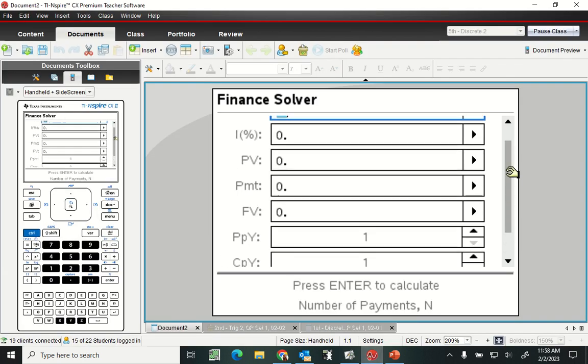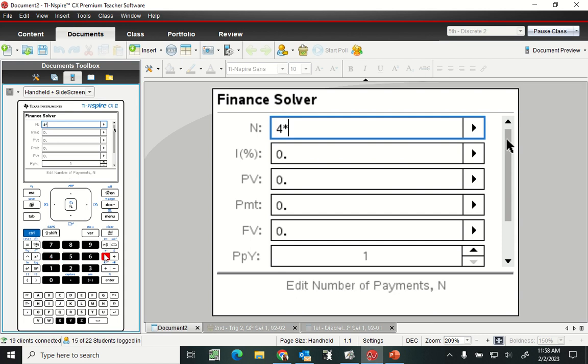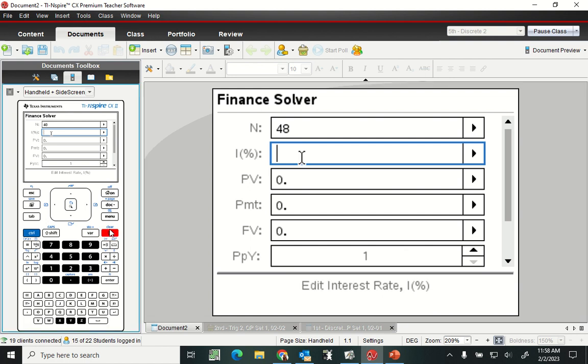So how many years? 4 years. Now watch this. The calculator's super smart. It's 4 years, right? Times, and you make a payment every month, don't you? So just 4 times 12. Makes your life easy. And it automatically does it for us. What is my percentage on this problem? 3. So I have to make sure I change that to be 3 as a whole number, not as a decimal.